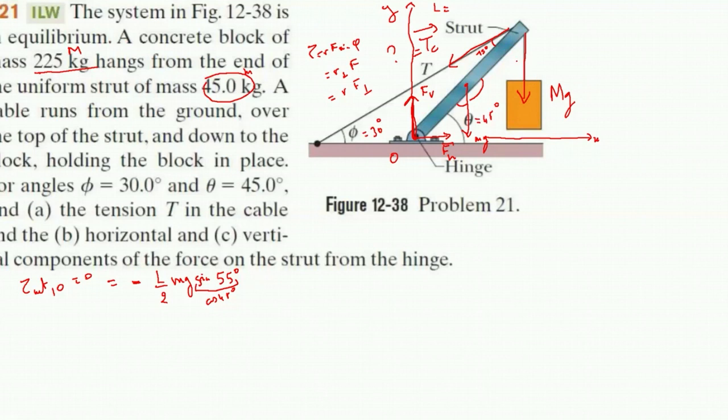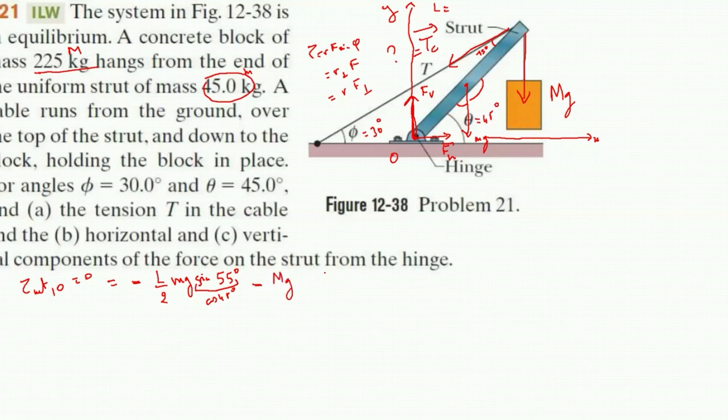Now, what is the torque for the weight of the block, or the tension? The tension in this cord here. Remember, the tension in this cord is in equilibrium with the weight of the block. So it's like the weight of the block is applied directly to my beam. So I will have minus.